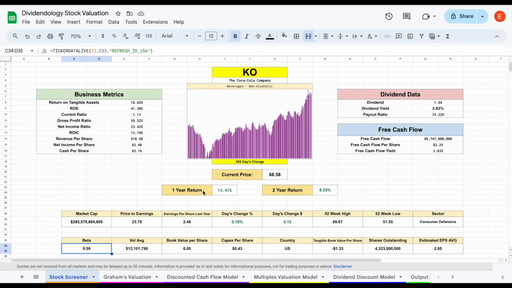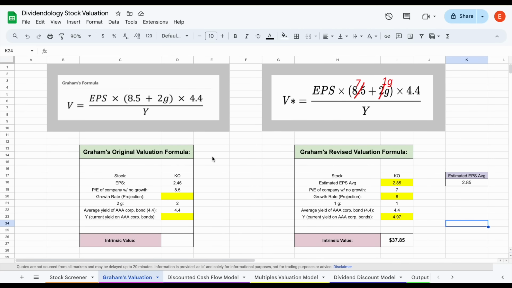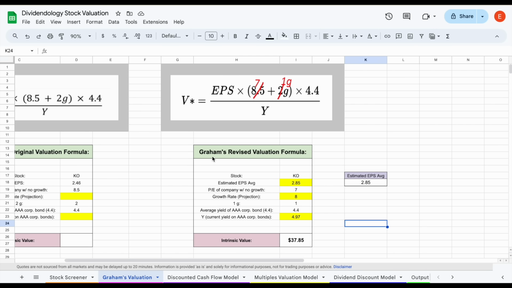Now the first valuation we'll look at is going to be Graham's valuation. And this values a company based on the earnings per share growth projected. It's also taking into account current market conditions. So when we plug in all these variables into our formula here, we come to an intrinsic value of just $37.85, quite a bit lower than what the company is currently trading at.